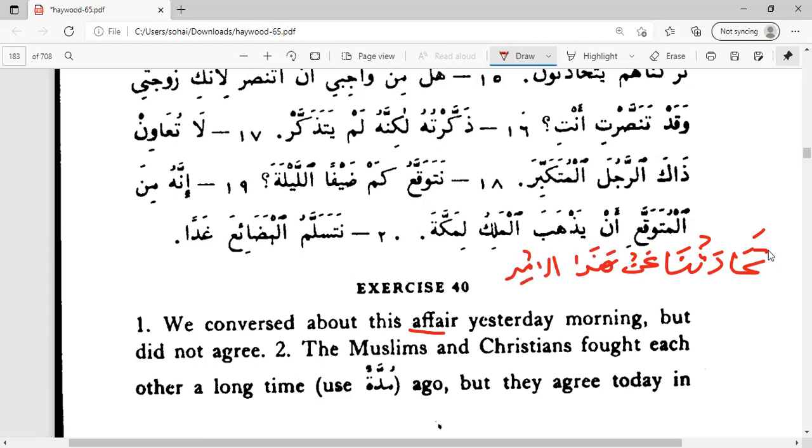Sabahal amsi, yesterday morning. Okay, so it's either going to be amsi sabahan. So you could just say it's not bariha. It's yesterday morning, so you can say amsi. In the morning we normally say sabahan.